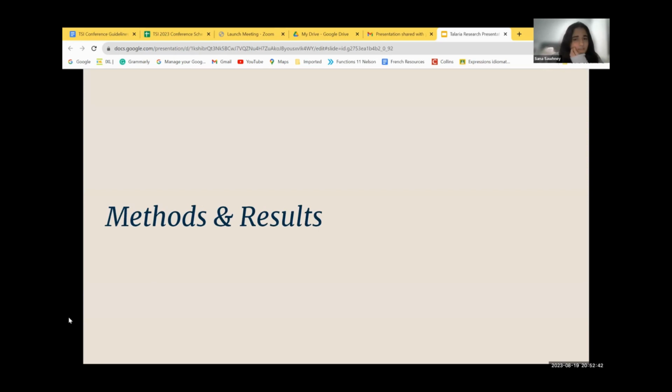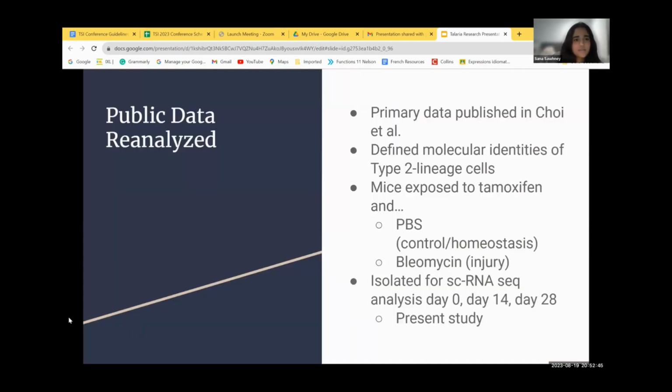So now I'm going to go over the methods that I used and the results that I derived from them. The data that I analyzed in my paper had already been published and analyzed in a 2020 Science article by Choi et al. So I first wanted to give some context on how they obtained the data that I ended up using. The researchers used mice, which were exposed to tamoxifen and then either PBS or bleomycin.